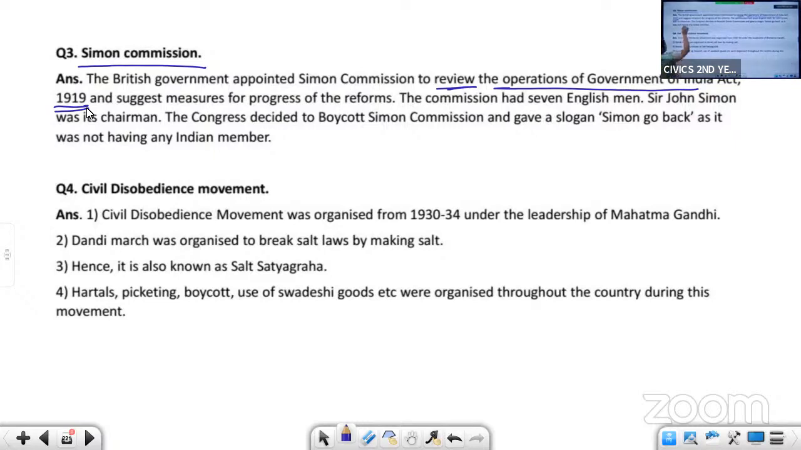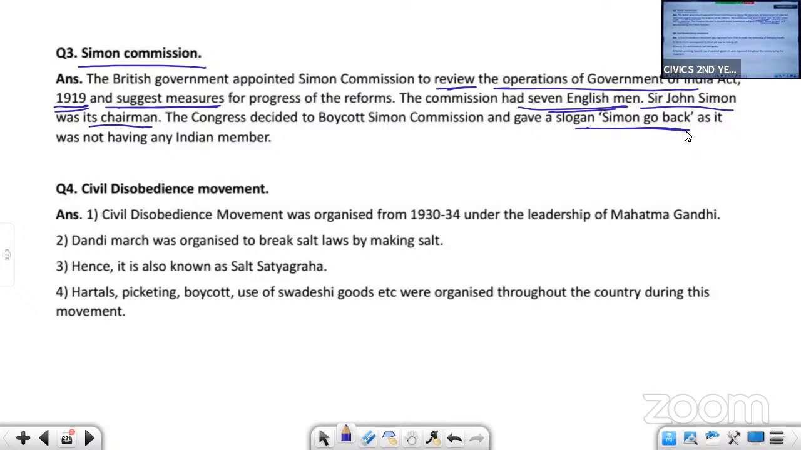After reviewing, they were asked to give some suggestions to improve it for the progress of the reforms. The Simon Commission had 7 Englishmen. Sir John Simon was its chairman. Congress decided to boycott Simon Commission and they gave the slogan, Simon go back. So for that reason, they gave slogans like Simon go back.